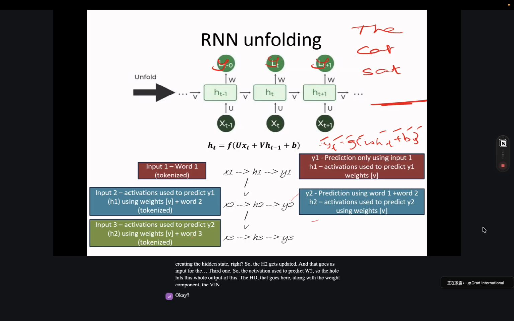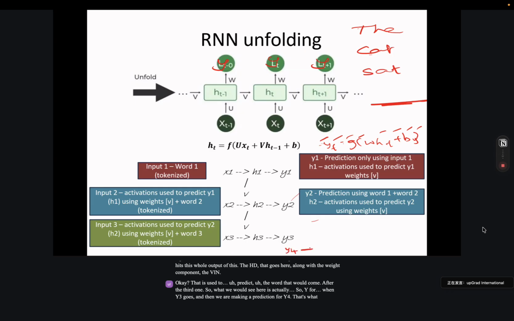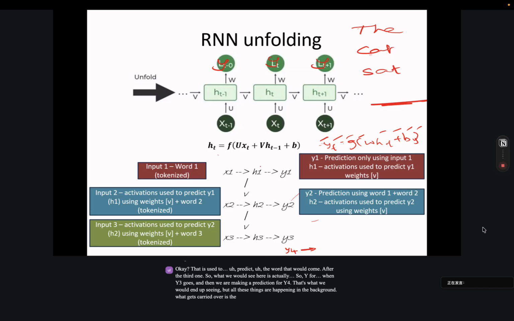That is used to predict the word that would come after the third word. So what we would see here is actually the Y4 when Y3 goes and then we are making a prediction for Y4. That's what we would end up seeing, but all these things are happening in the background. What gets carried over is the hidden state.